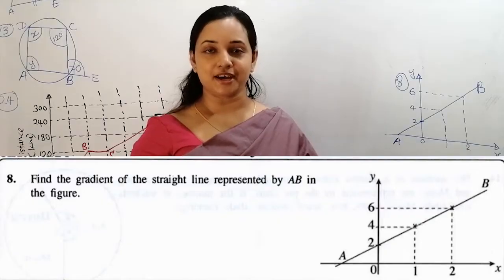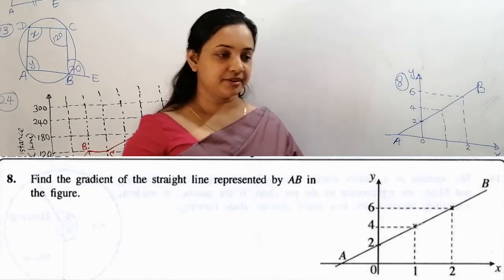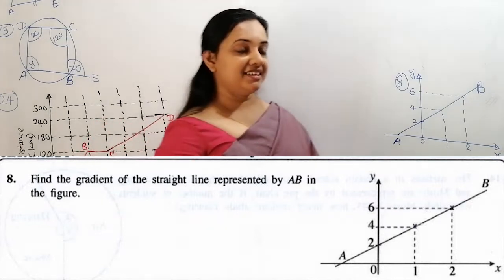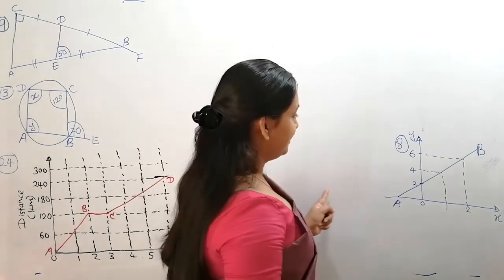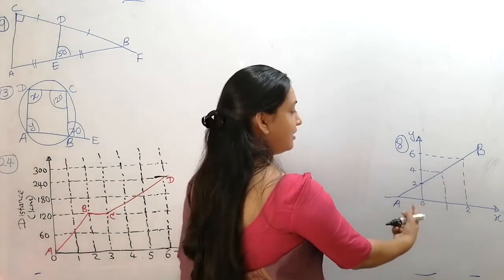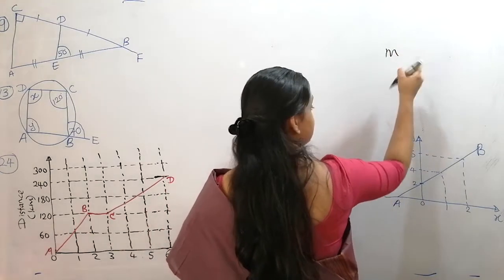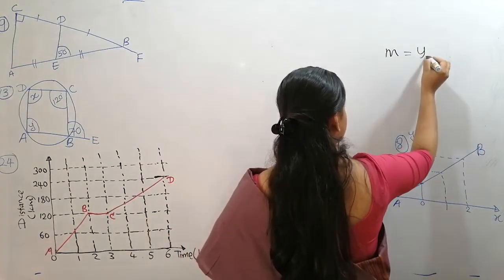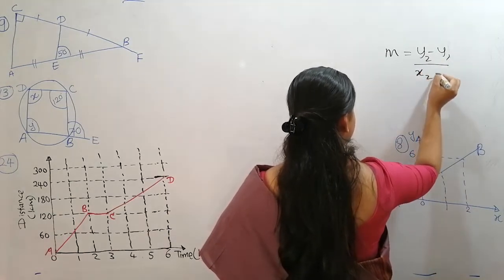Then look at question number 8. Find the gradient of the straight line represented by AB in the figure. In question number 8, this figure is given. Okay, this is a graph. We have to find the gradient of line AB. What's the method? The gradient, symbol m, is equal to y2 minus y1 divided by x2 minus x1.